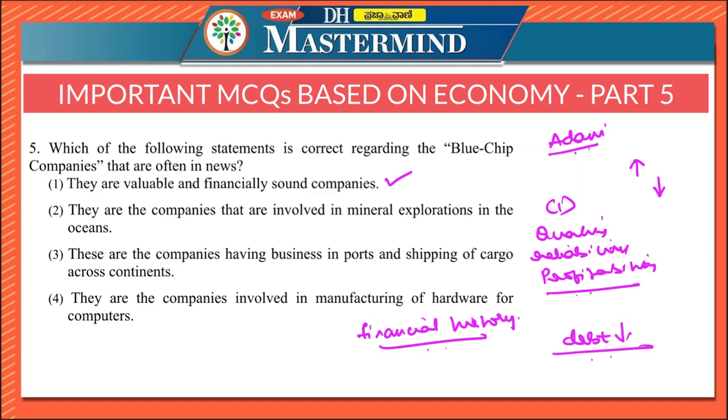And they will have a very good financial track record for the past few years. Also, we'll have to remember the examples of blue chip companies in India: Infosys, Reliance Industries, and even Airtel is considered a blue chip company as they all meet these criteria. So this is all about very important economic concepts in this video.